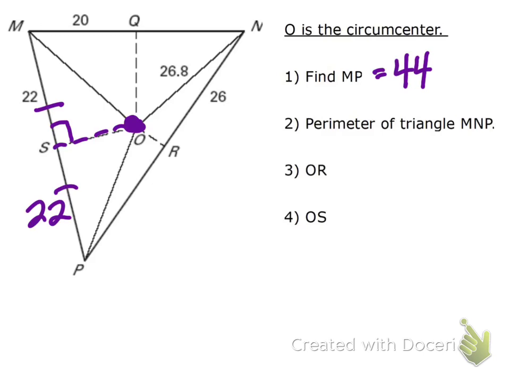Okay, so now the perimeter of triangle MNP. We're going to use that same idea because all of these dashed lines are my perpendicular bisectors. So if RN is 26, RP would also be 26. And if MQ is 20, MN would also be 20. So if I want to add up all of that to get my perimeter, it would all add up to be 136.